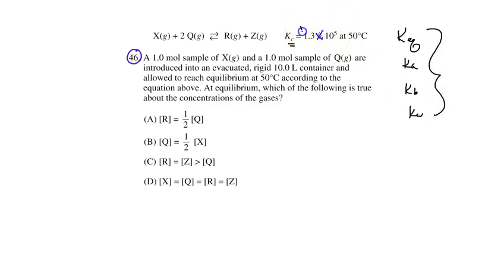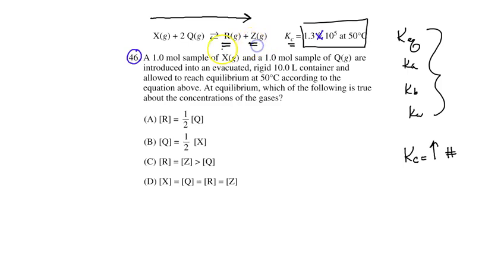Now, this is a big number. So who is favored? The Kc is a huge number. So we know that, generally speaking, the reaction is more spontaneous in the forward direction. There are a lot more products in the equilibrium position than reactants. A heck of a lot more. There's very little of these reactants.